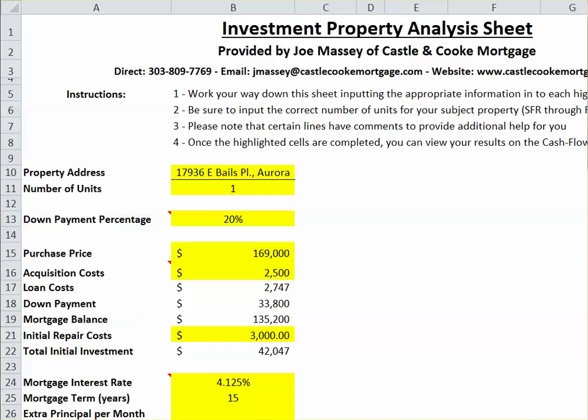This is truly the best worksheet I have ever seen for investors like yourself to take a look at small investment properties and understand the returns.